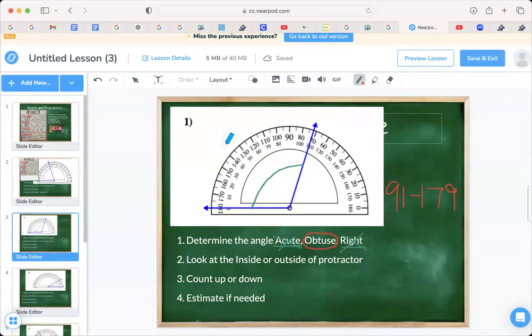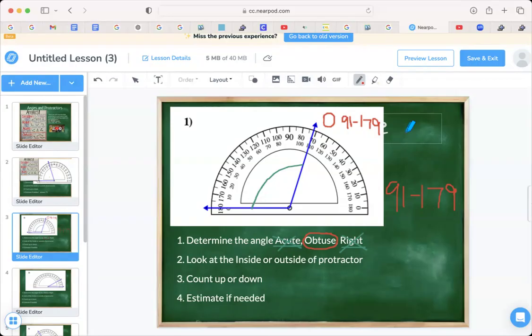Okay. On your paper, on number 1, anywhere you have space next to number 1, you might have to write small. You're going to put an O for obtuse, and then you're going to put 91 to 179. So we want to make sure that we write small. All right, I'm going to give you about 30 seconds. Get that down. 5, 4, 3, 2, 1.